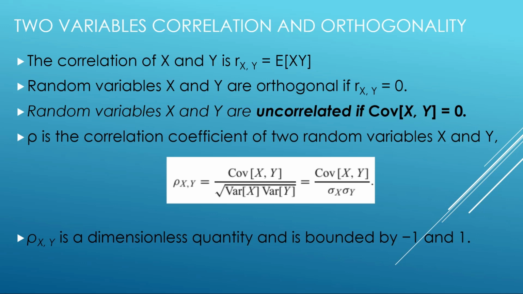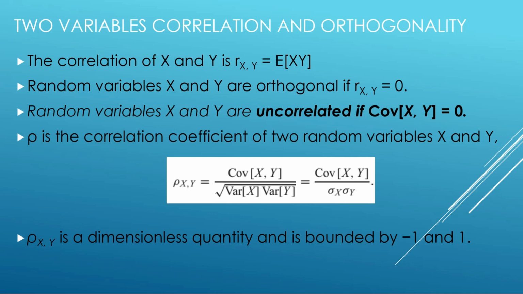Now in this lesson we will learn about correlation between two variables, random variables, and orthogonality. The correlation of X and Y, R_XY, is equal to E[XY], the expected value of the product of X and Y. And random variables X and Y are orthogonal if the expected value of XY is equal to 0.